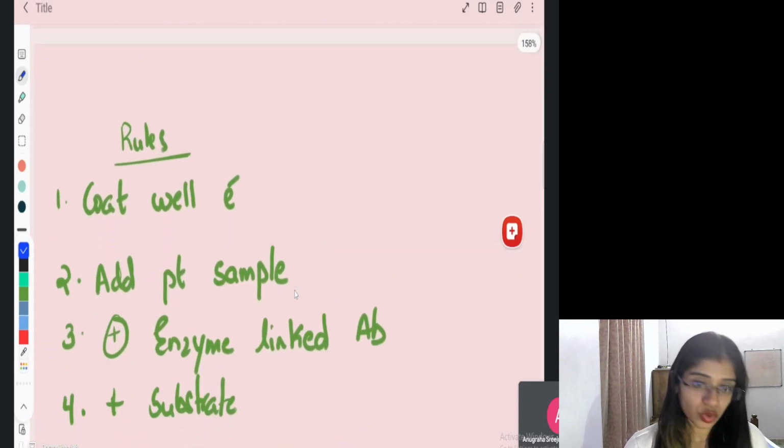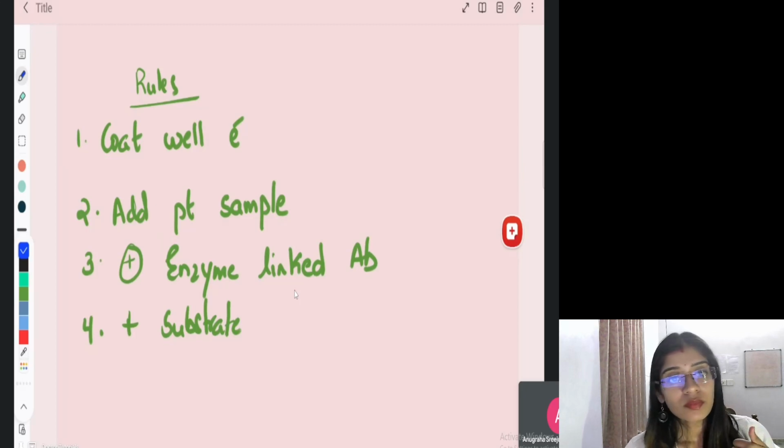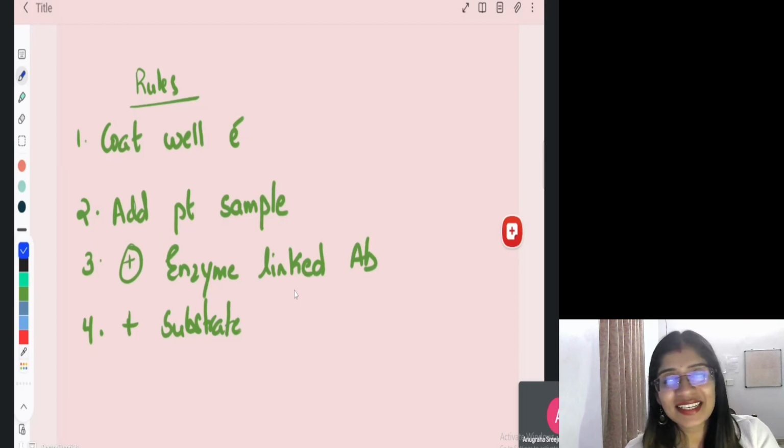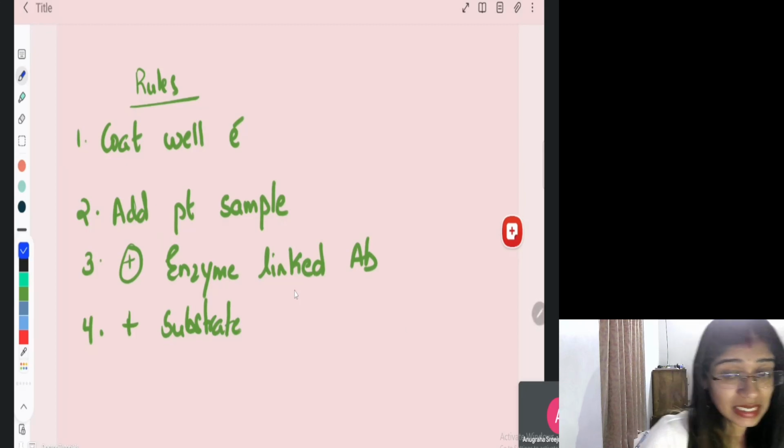Before I tell you how to do these three types of ELISA, you should know these. Before I tell you the steps of doing ELISA, you should know these 4 rules of ELISA. These are the 4 basic rules, the steps of ELISA.